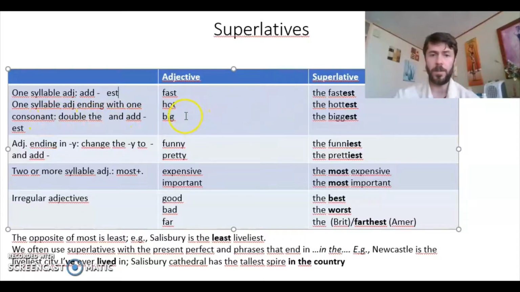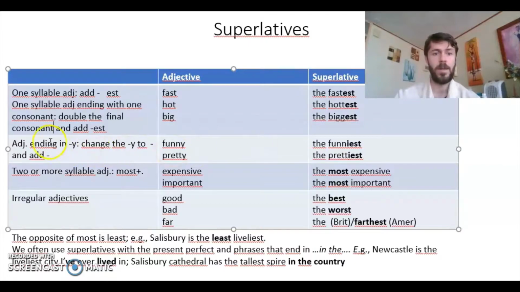So hot, one consonant t, because the previous letter is a vowel, o. The same with big. It ends in one consonant g because the previous letter is a vowel, i. That's not the case in fast, right? Fast ends in how many consonants? Two, s and t. So one syllable adjectives ending with one consonant, what do we double? We got tt, gg. So we double the final consonant and add est. So we've got the fastest, the hottest, the biggest.